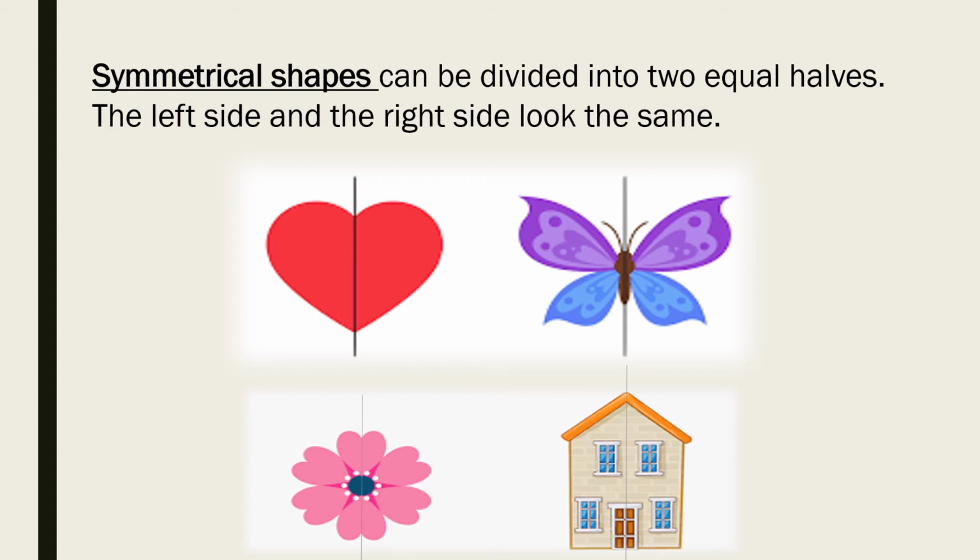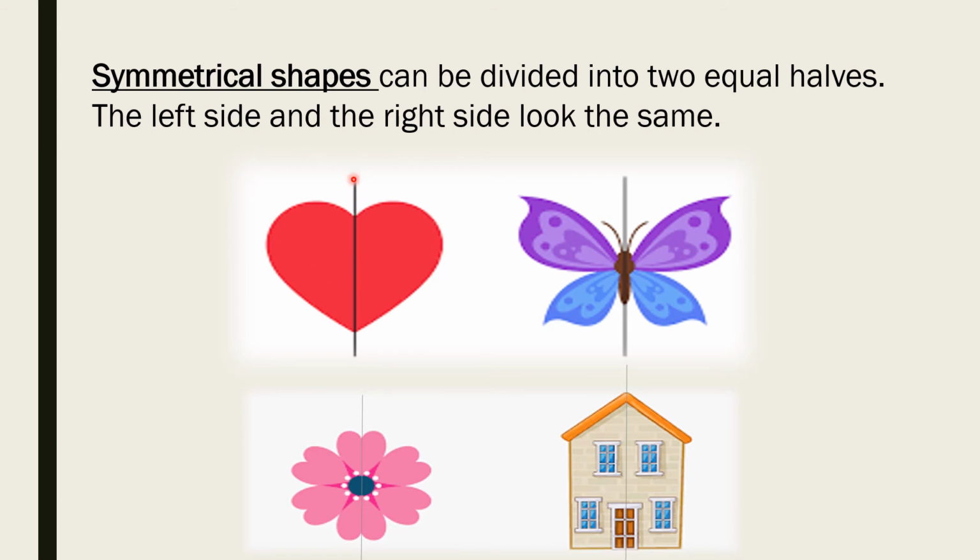Okay, now what are symmetrical shapes? Symmetrical shapes can be divided into two equal halves. Any shape that can be divided into two equal halves is basically a symmetrical shape. What does that mean? Look at this. This is a heart. This is the shape of a heart, right?